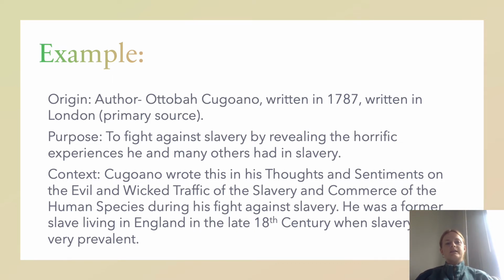And the context is that Cugoano wrote this in his Thoughts and Sentiments on the Evil and Wicked Traffic of the Slavery and Commerce of the Human Species during his fight against slavery. He was a former slave living in England in the late 18th century when slavery was very prevalent. Have a read. Does your evaluation look similar? If so, you're on the right track.